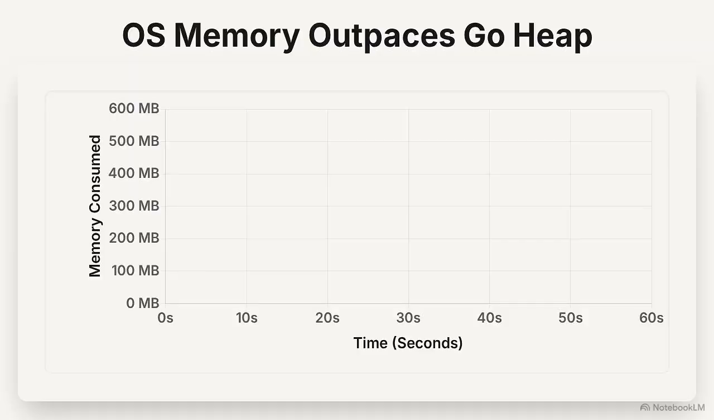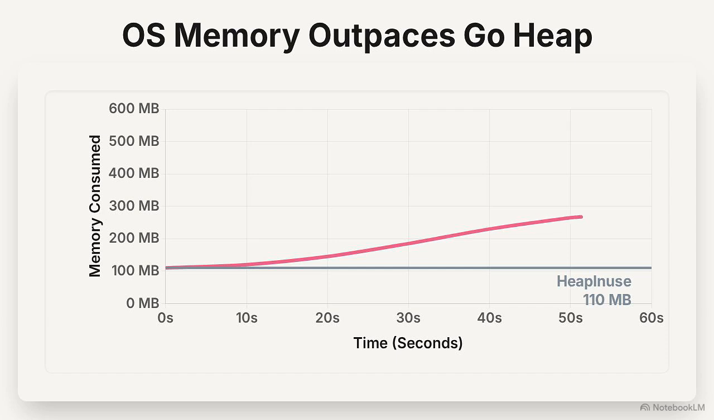This split chart reveals the core problem. The Go application's internal view, heap in use, sits perfectly stable at 110 megabytes, but process RSS, the physical memory consumed, blows past 280 megabytes. That massive 170 megabyte gap is memory the operating system considers critical.